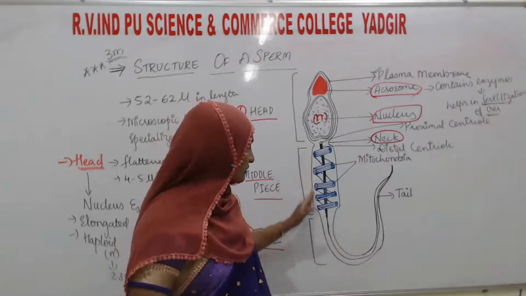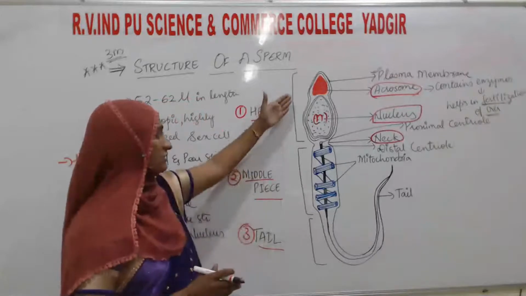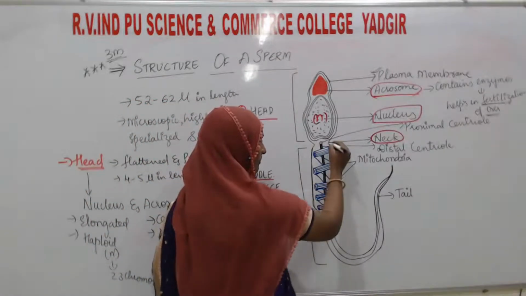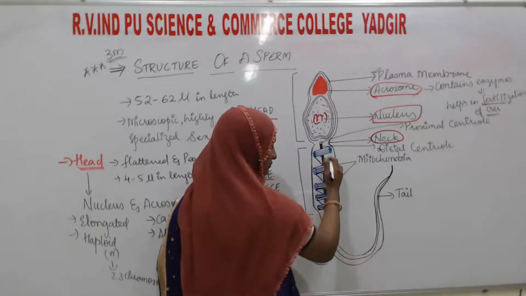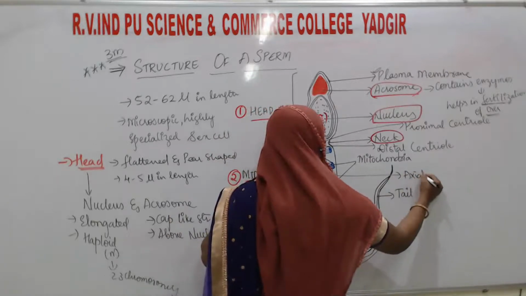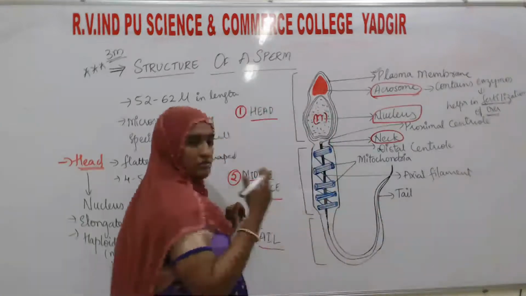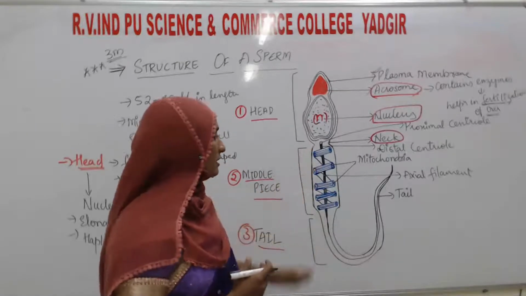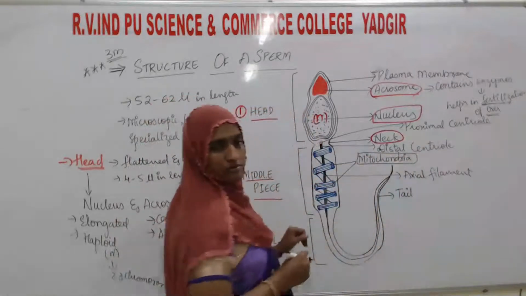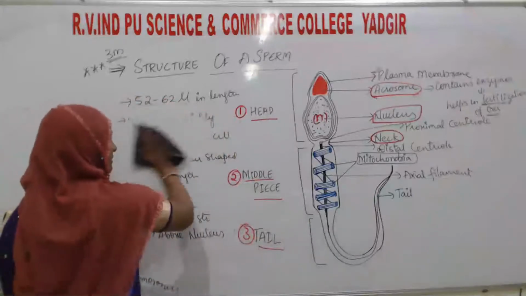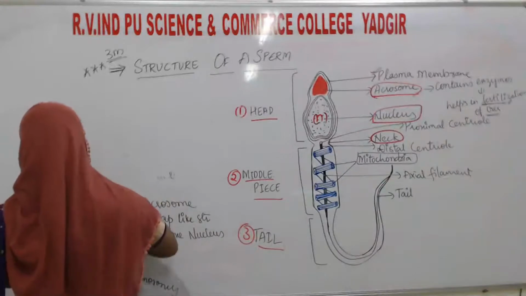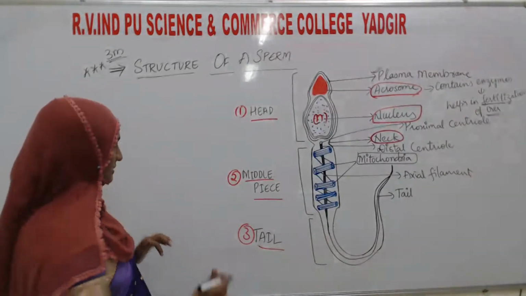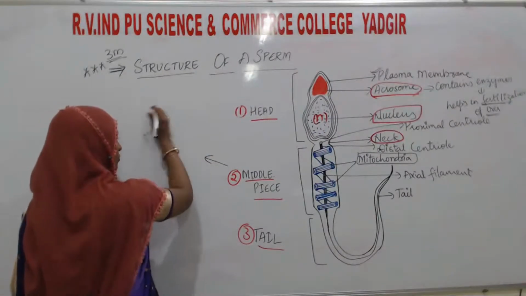The next region is the middle piece, which is located just below the neck region. Here the middle piece is also enveloped by a plasma membrane, and this axis forms an axial filament. This filament is present throughout the region. Then, in the middle piece there is a presence of numerous mitochondria.